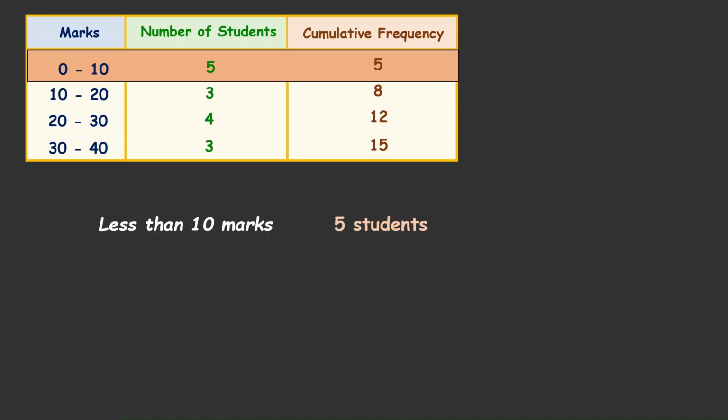And from this, a simple confusion can come that are we including 10 or not? We are saying less than 10 marks, but if we consider 10 here and here also, then we have two different values for the same 10, right? And that would lead to a discontinuity. And to handle this discontinuity, statisticians did a trick here.